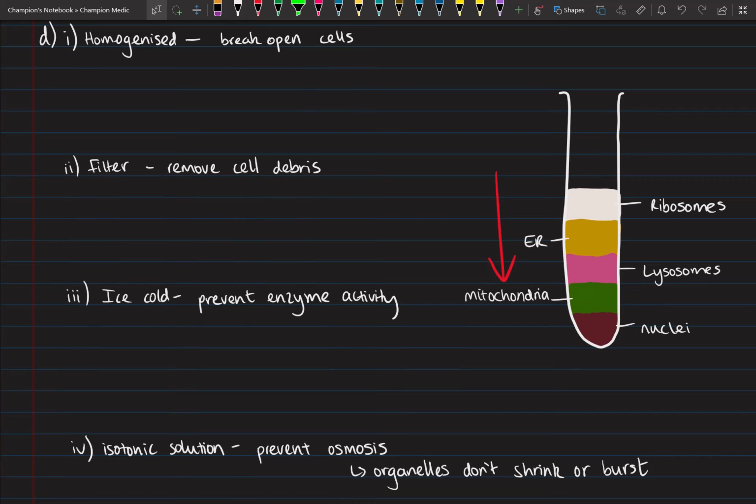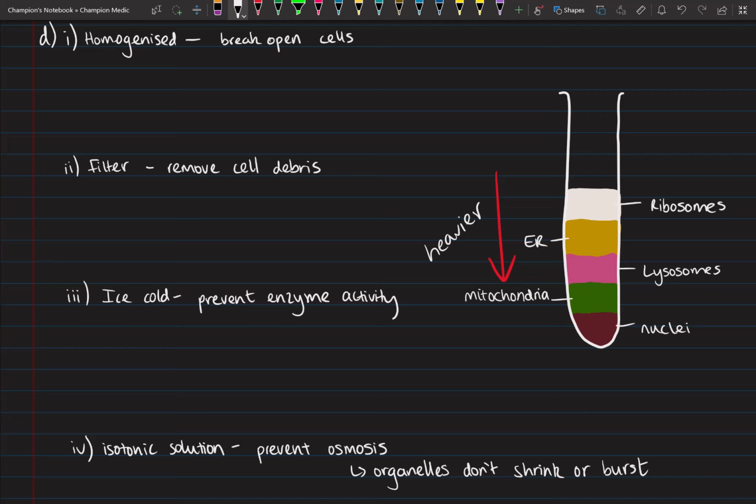On the right over here, this is how it would look when they do it. The red arrow is showing that as you go down, the heavier the organelles get. So once you get to the end, the nucleus will become a pellet, the toughest thing at the bottom. And as you go up, you get the mitochondria, the lysosomes, the endoplasmic reticulum, and the ribosomes.